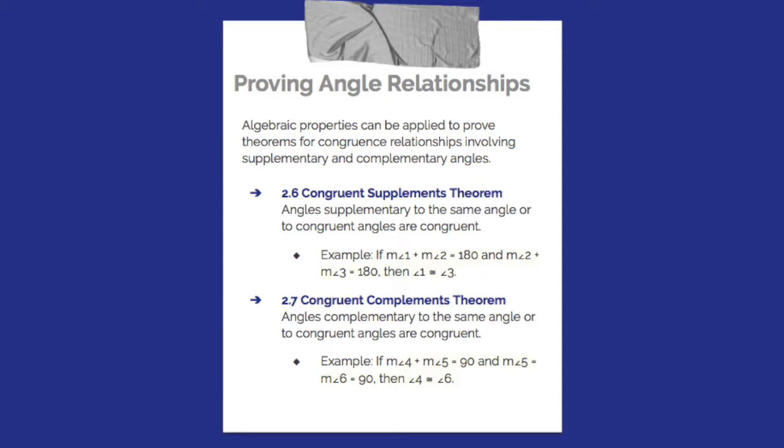Now we're going to teach you how to prove angle relationships. Algebraic properties can be applied to prove theorems for congruence relationships involving supplementary and complementary angles. The two theorems that you use for this are the congruent supplement theorem and the congruent complement theorem.